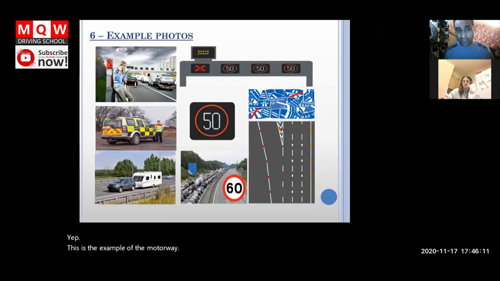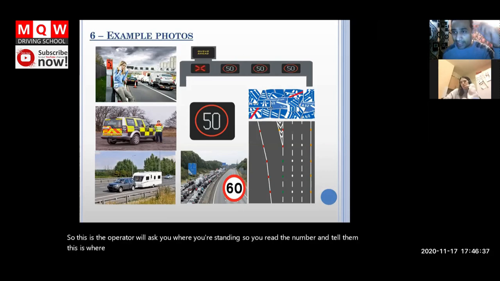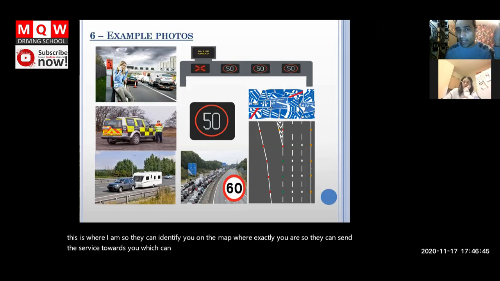So they're going to ask you the question about if you break down, where you stop the car and where you ring the people. So this is called an SOS booth. Can you see the lady talking on the booth called SOS? Yeah. When you pick up this phone, the booth also has a number. So the operator will ask you where you are standing. So you read the number and tell them this is where I am, so they can identify exactly where you are on the map and send the service towards you, which can be the police, recovery, and all done. And you try not to use your mobile phone, you try to save the battery of your phone, and you use this phone to ring them. It's a free phone.